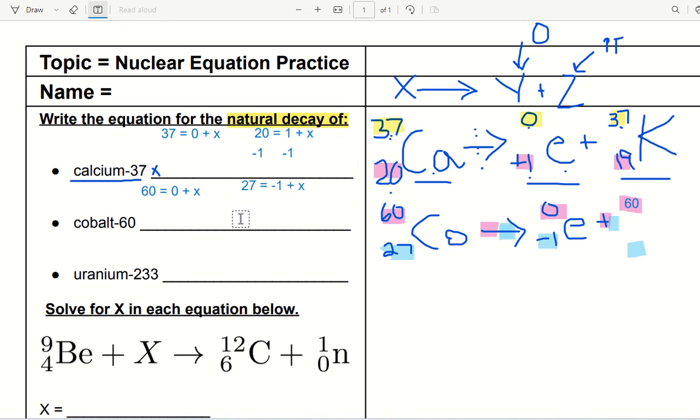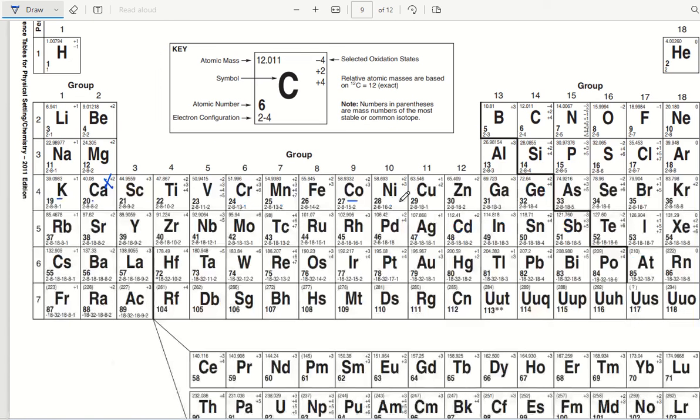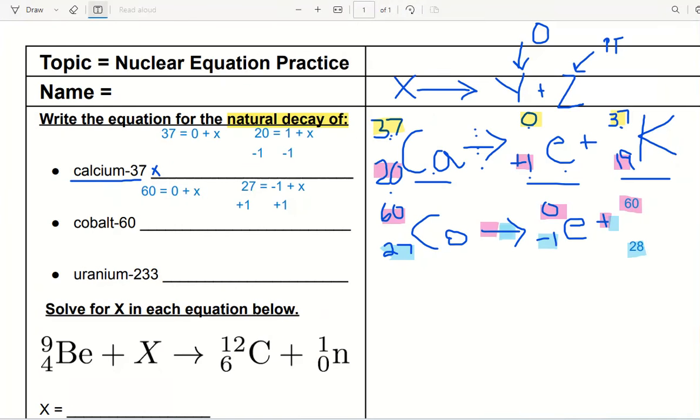And here is where you must be careful. In order to eliminate the -1, I'm going to have to plus 1 to both sides. I don't know why, but everybody always messes up this one, which means the bottom number is going to be 28. All right, so I have top number, bottom number. What else do I need? Symbol. So I need to look up 28, and that is nickel. Okay, so top number 60, bottom number 28, nickel. That's what gets written here.